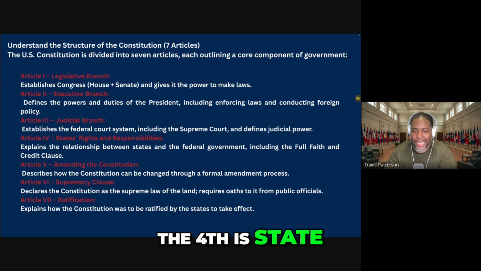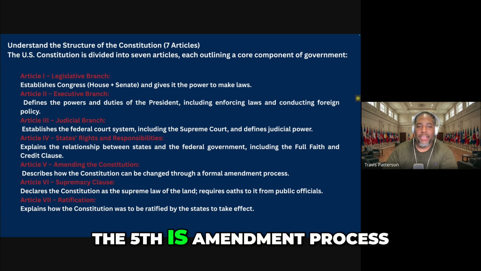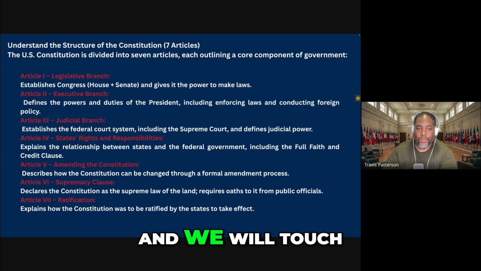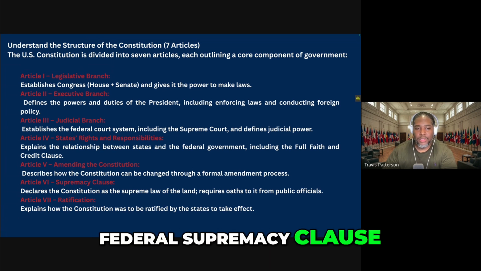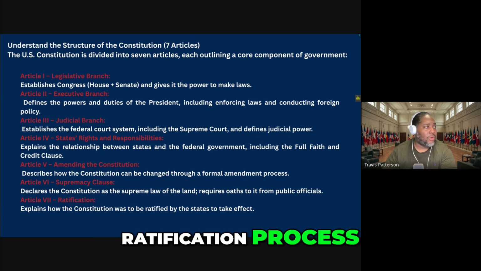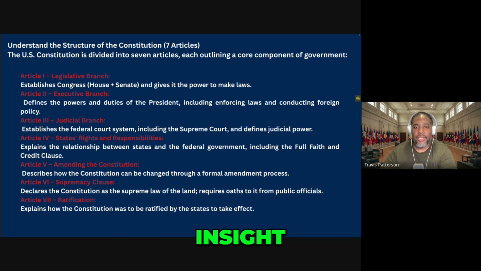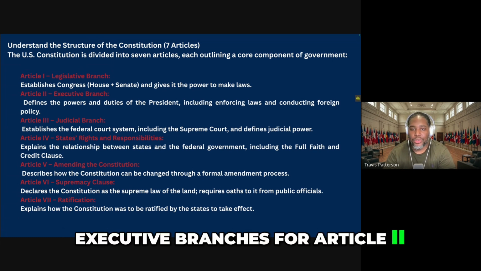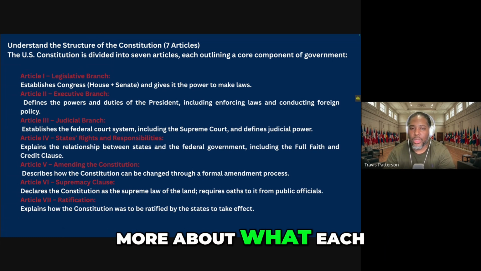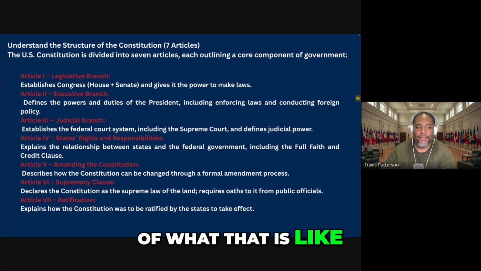Next, the fourth is state powers and obligations. The fifth is the amendment process, and we will touch on that. The sixth is the federal supremacy clause, and the ratification process. As you can see here on the screen, you can get a much deeper insight. You can write this down in your own notes. The legislative branch is Article 1, the executive branch is Article 2, and it does break down a little bit more about what each does, so you can have a better idea of what that is.